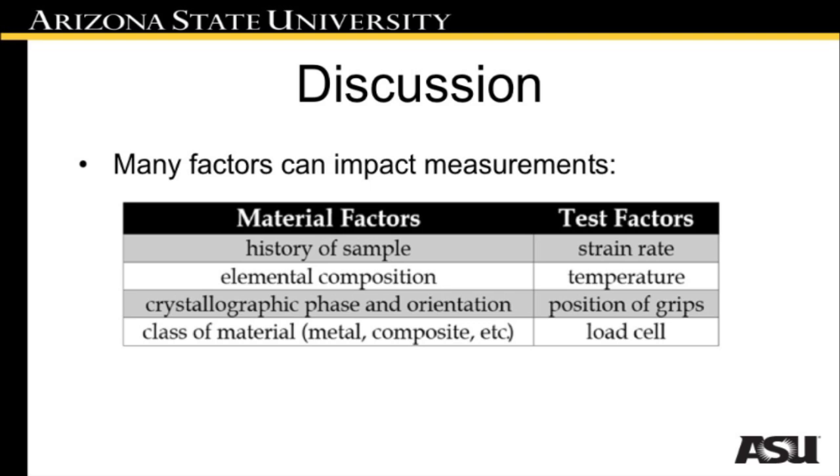There are a variety of factors that will impact the results you receive during your test. Some of these are material dependent, while others are dependent on the testing procedure itself. For instance, if a sample has been cold worked before the test, it will have a greater Young's modulus but decreased ductility compared to one that has just been annealed. Additionally, if the strain rate is decreased, the material will have a decreased Young's modulus but improved ductility.